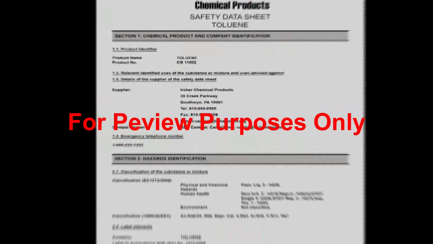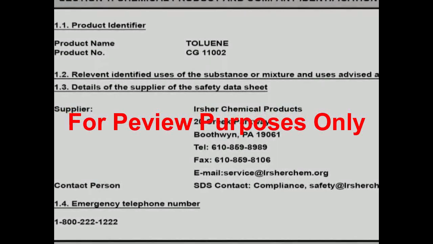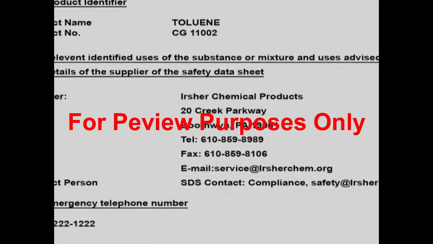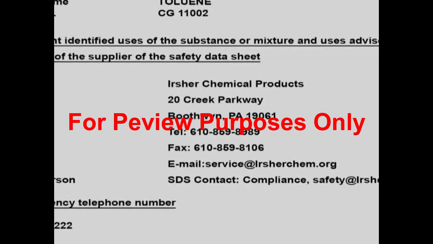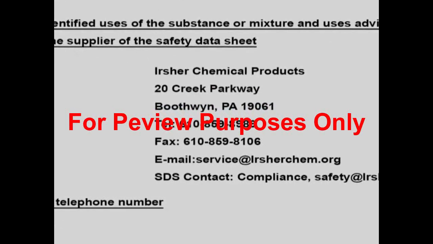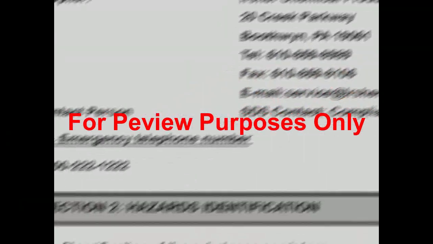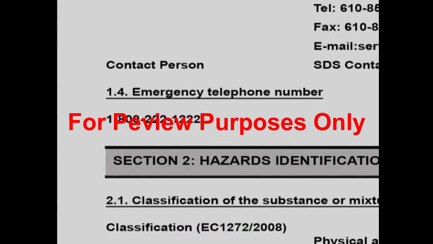Section 1 also lists the name, address, and telephone number of the chemical's manufacturer, importer, or distributor. This is provided in case you have questions about the SDS or the material itself. An emergency telephone number may also be listed for quick access to needed information.